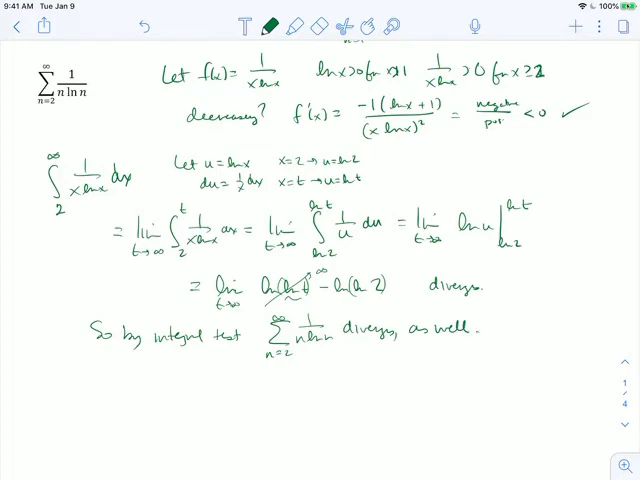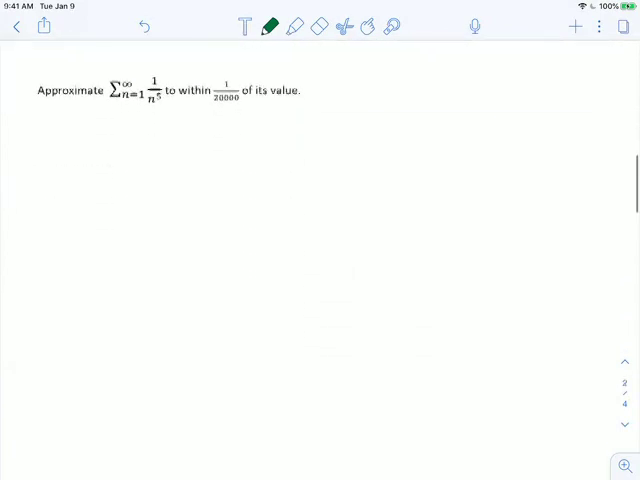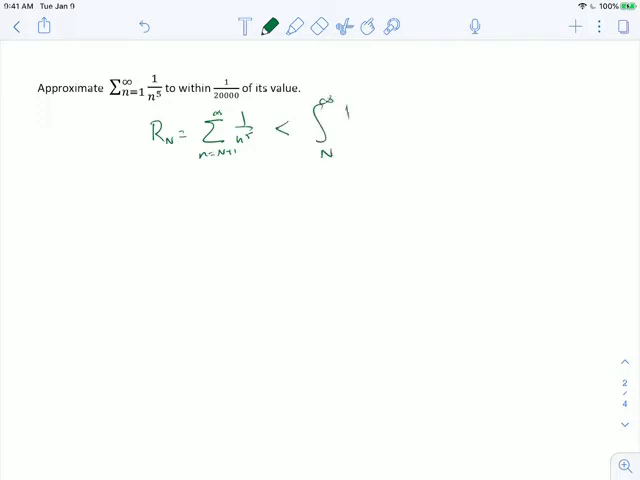Last thing on this video I want to do is I want to do another example where we approximate the sum of a series, a convergent series, using a remainder estimate. And so if you've looked at the notes from this section, we want to realize that the remainder of this series is less than the integral from capital N to infinity of 1 over x to the fifth dx. And we know that this is a convergent series. It's a p-series with p equal to 5, which is bigger than 1.